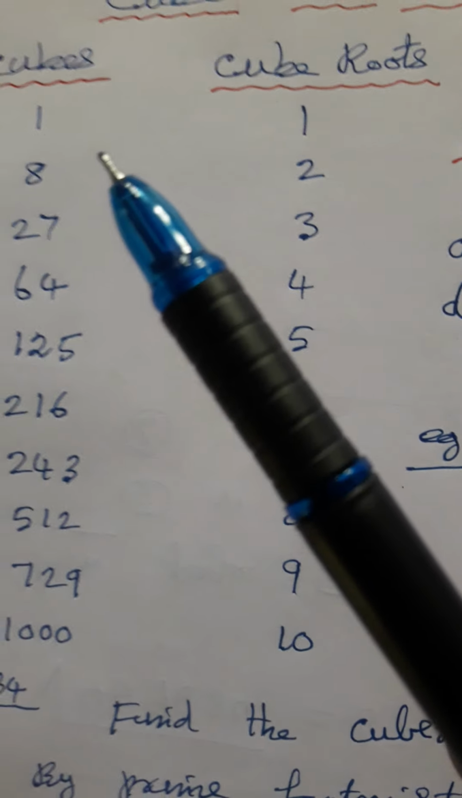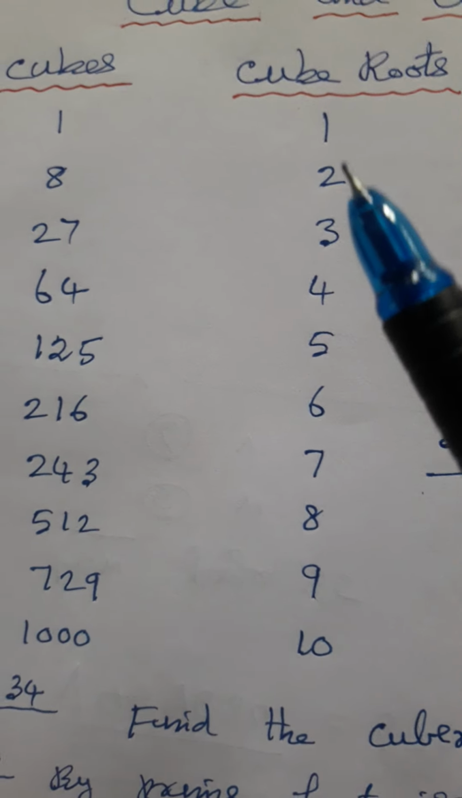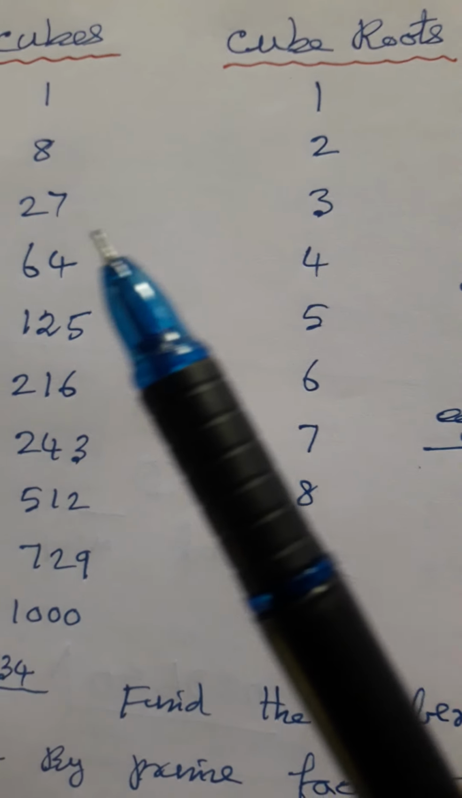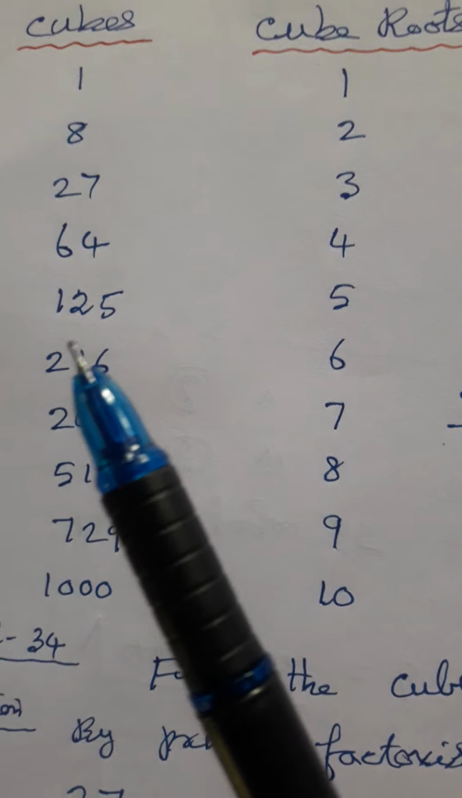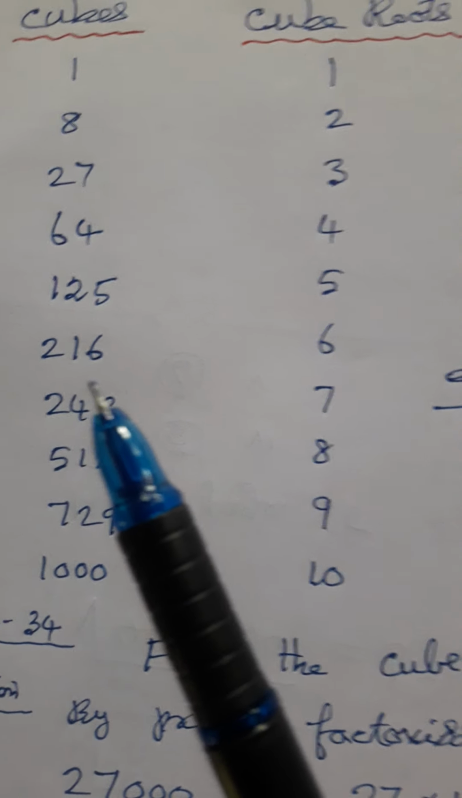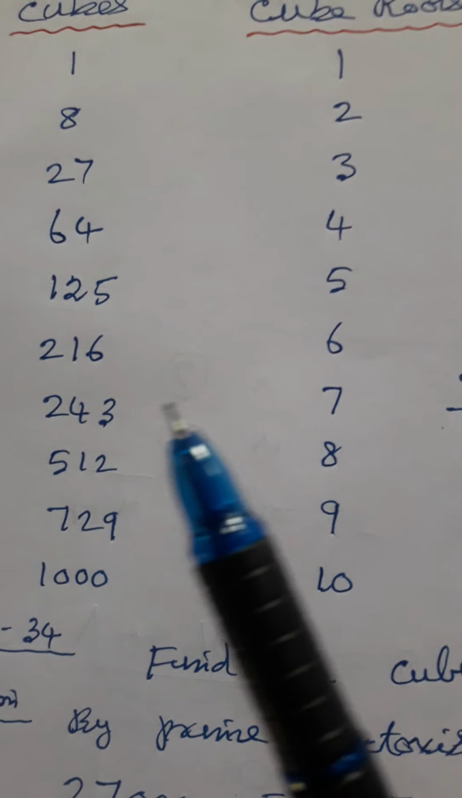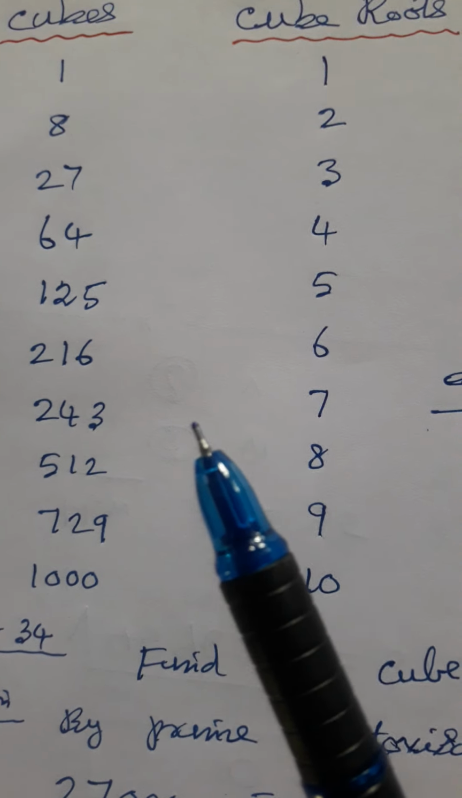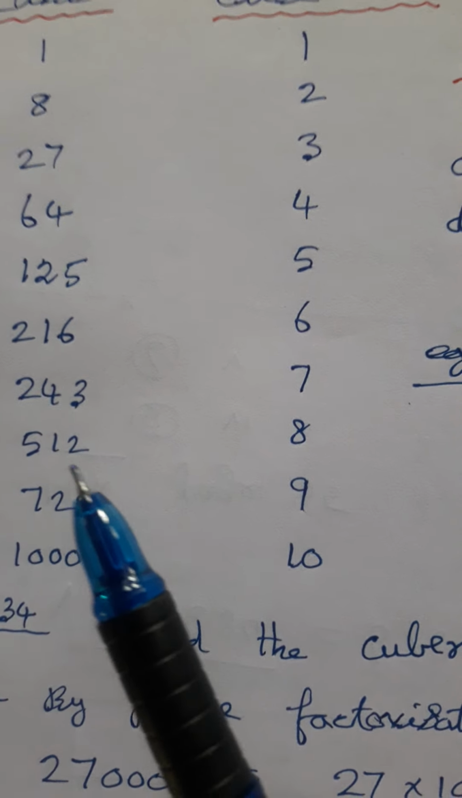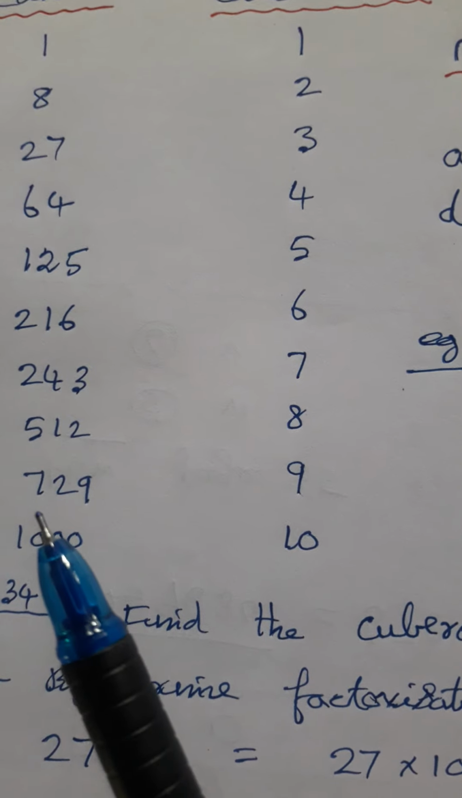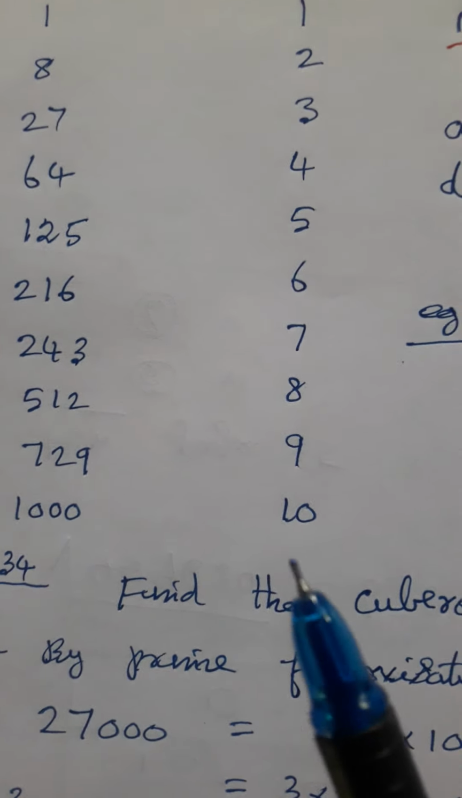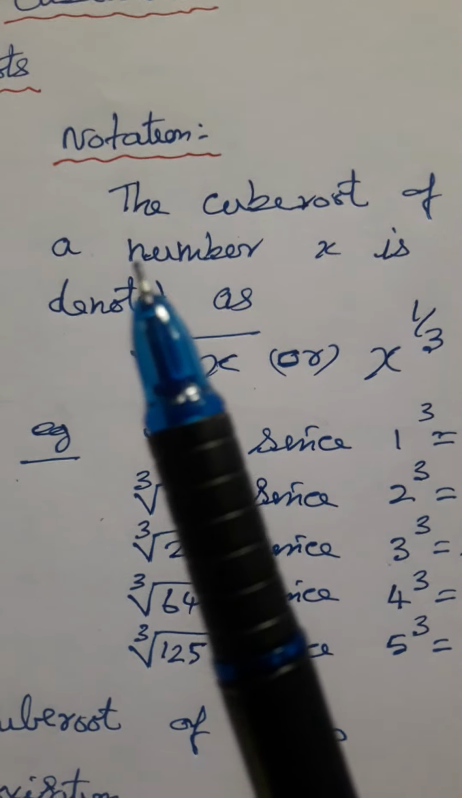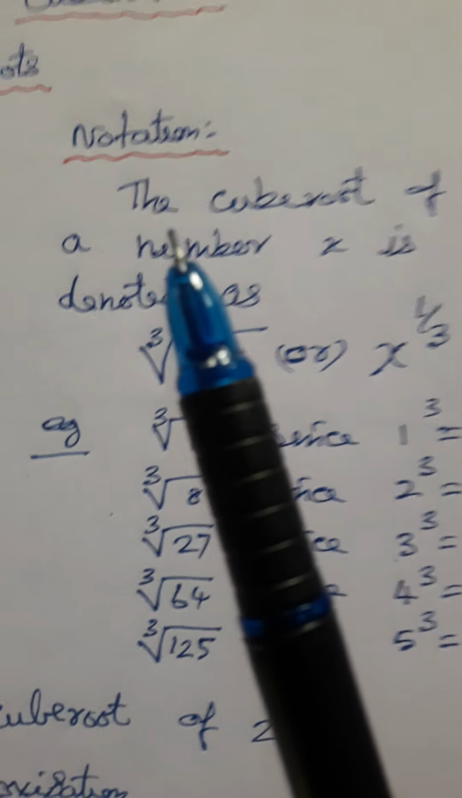So cube root of 1 is 1, cube root of 8 is 2, cube root of 27 is 3, cube root of 64 is 4, cube root of 125 is 5, cube root of 216 is 6, cube root of 343 is 7, cube root of 512 is 8, cube root of 729 is 9 and cube root of 1000 is 10. Now we see how to write the notation for this cube root.